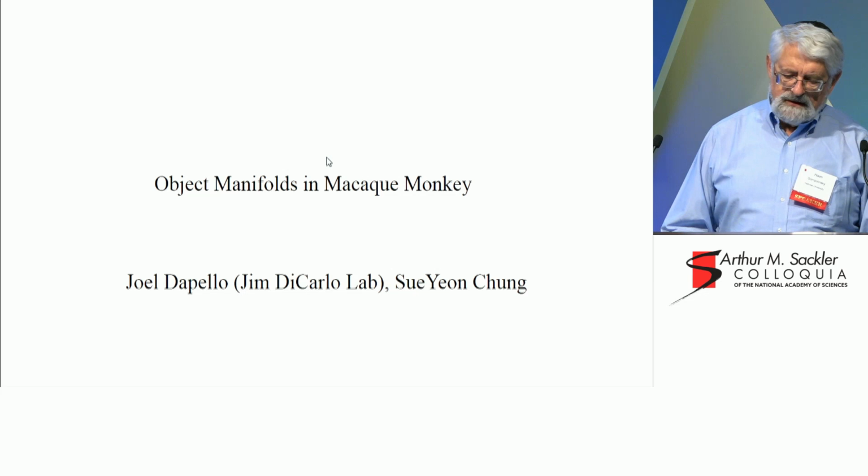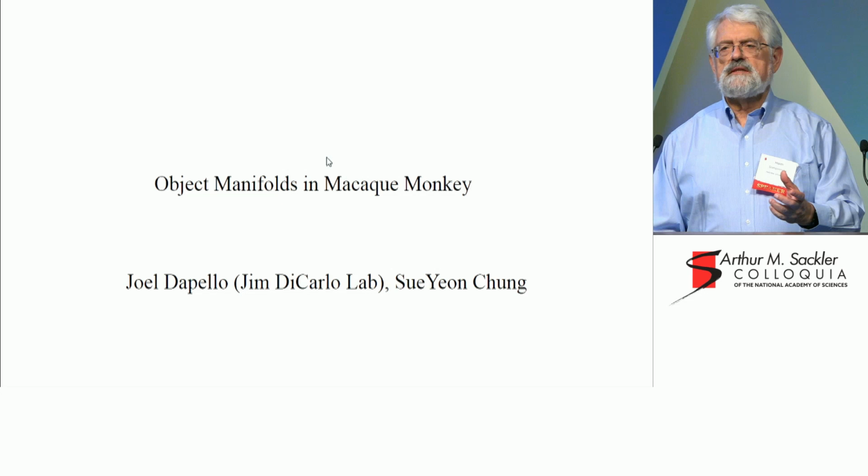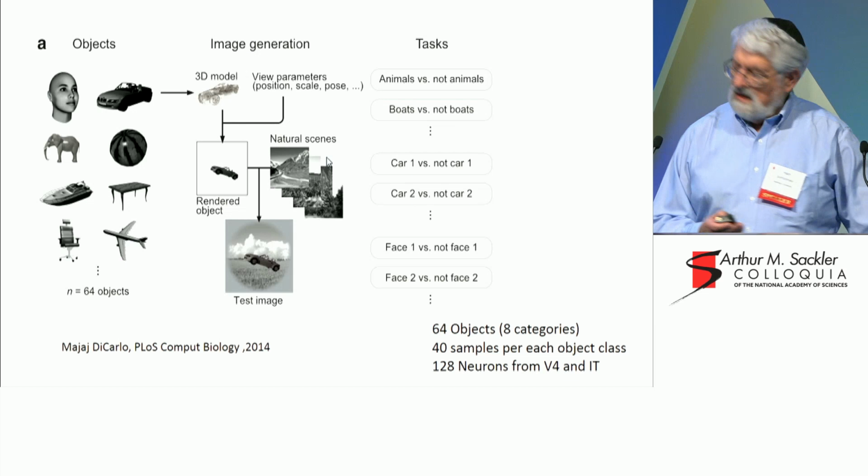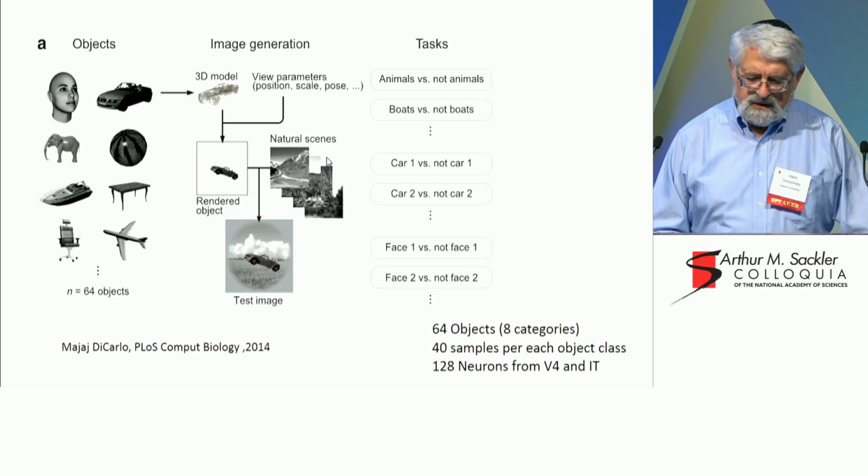We are going to do the same. So there is neural data in this case, about 160 neurons, both in V4 and in IT, and we're going to compare those to artificial networks. So this is the way the data looks like. All the details can be seen. It's published a couple of years ago.